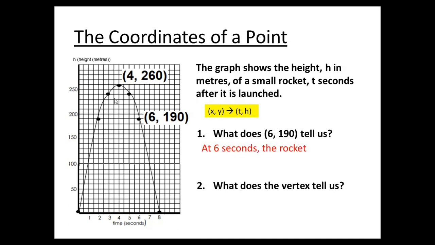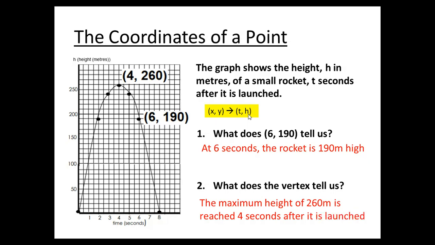Now (6, 190), we know this is our time and this is our height. So that means at 6 seconds after the rocket was launched, it's at a height of 190 meters. What does the vertex tell us? So the vertex is (4, 260). Once again, we need to consider 4 as the time and 260 as our height. So it tells us that the maximum height is 260 meters and it's reached 4 seconds after the rocket is launched.